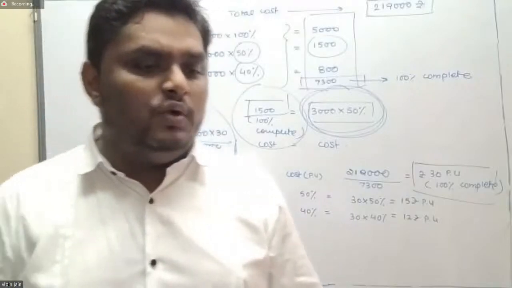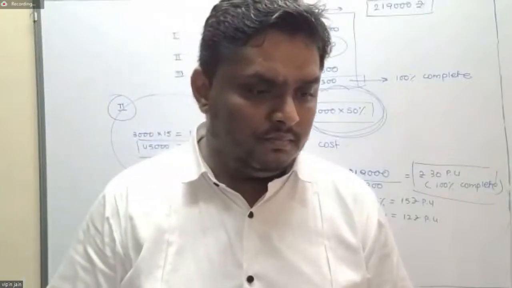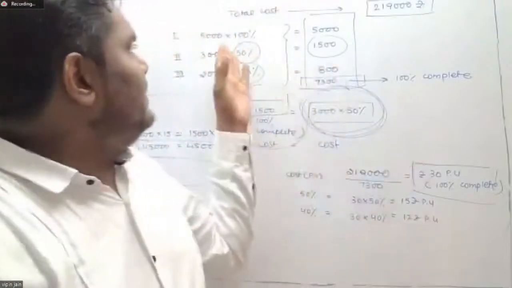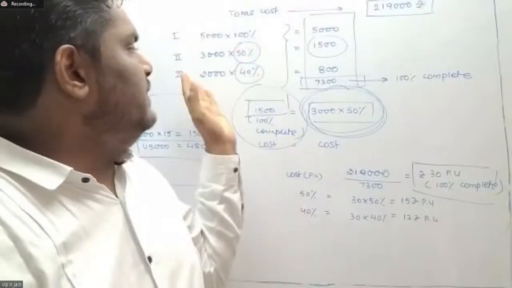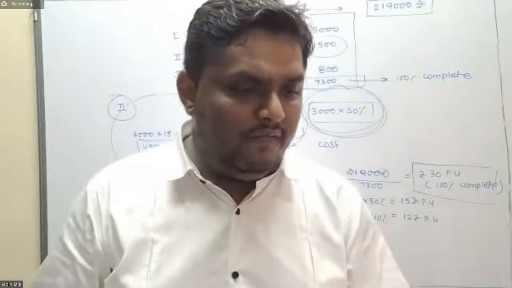No, Ria, we can't do this, because the units manufactured are 5,000 plus 3,000 units which are 50% complete, 2,000 units that are 40% complete. So we can't follow this approach.